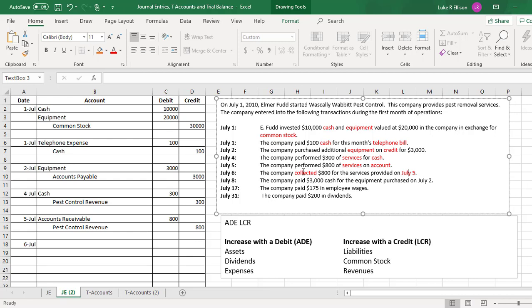So let's first focus on the collection. If we collected $800, we should be getting familiar with this now. That's going to be cash again, increasing with a debit. So that's going to be cash for $800.